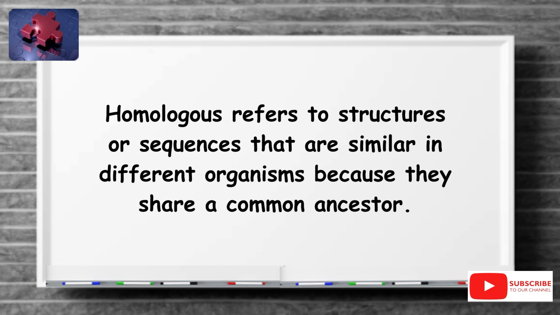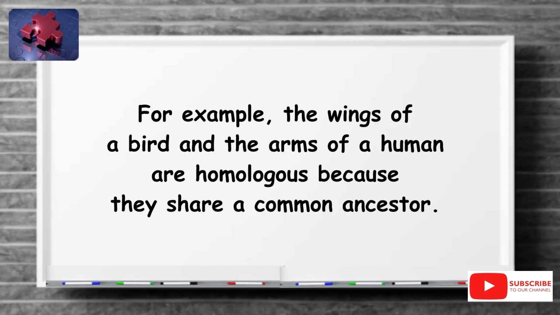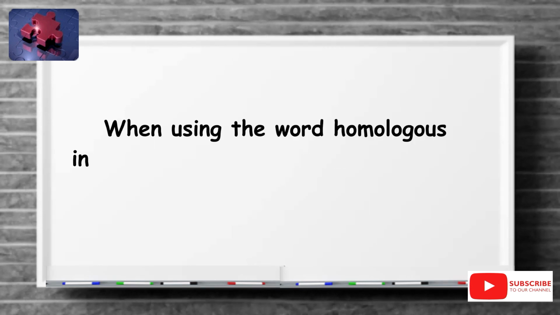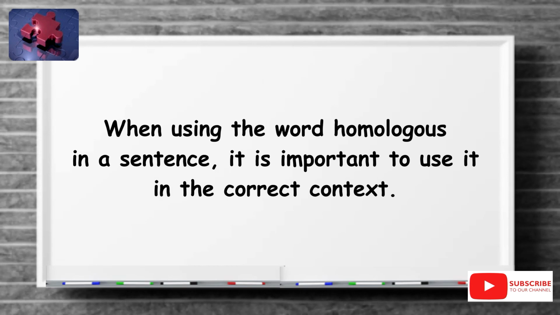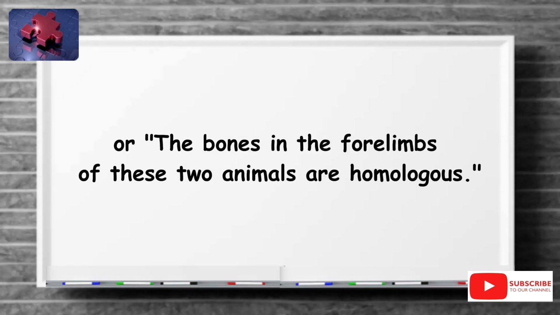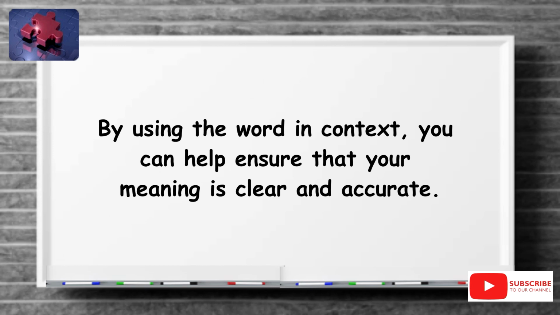Homologous refers to structures or sequences that are similar in different organisms because they share a common ancestor. For example, the wings of a bird and the arms of a human are homologous because they share a common ancestor. Use the word in context. When using the word homologous in a sentence, it is important to use it in the correct context. For example, you might say, the DNA sequences of these two species are homologous, or the bones in the forelimbs of these two animals are homologous. By using the word in context, you can help ensure that your meaning is clear and accurate.